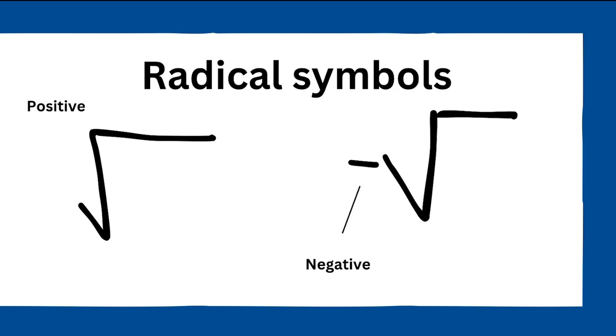Alright, I do want to go over some radical symbols because these are very important and you should pay some detail to them. So right here I have a positive radical on my left. On the right I have a negative radical. The negative radical will have a negative sign right next to it, and it's very essential you pay attention to those to make sure you are solving the equation right.